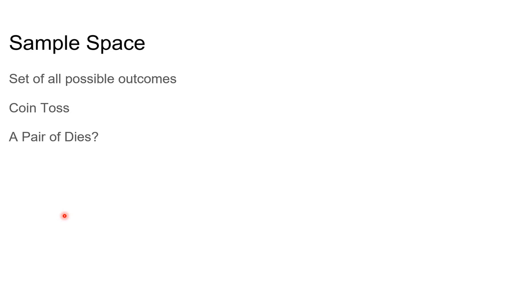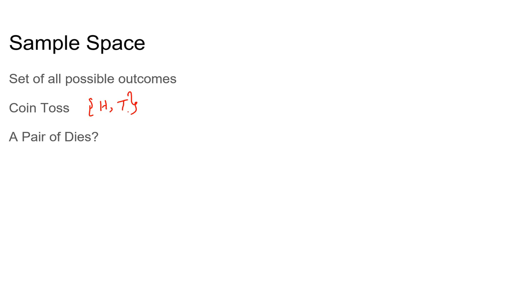Let's say you are tossing a coin. What are the possible outcomes? You can make some reasonable assumptions, such as that the coin will not stand vertically. Then it can only be head or tail. So the set of all possible outcomes is just head, comma, tail. It's very plain and simple.